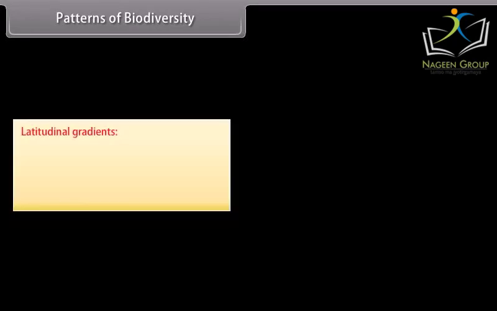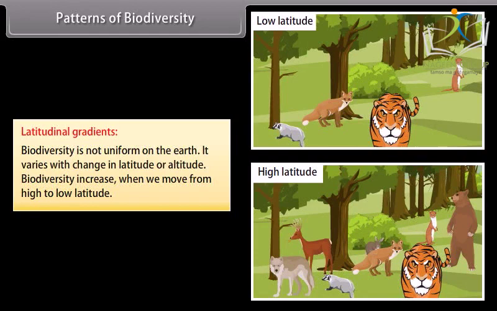Patterns of biodiversity. Latitudinal gradients. Biodiversity is not uniform on the earth. It varies with change in latitude or altitude. Biodiversity increase when we move from high to low latitude.